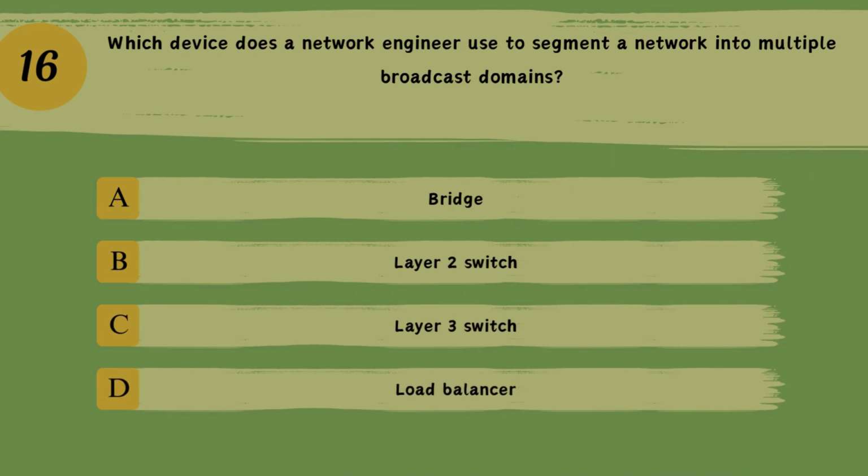Question 16. Which device does a network engineer use to segment a network into multiple broadcast domains? A. Bridge. B. Layer 2 switch. C. Layer 3 switch. D. Load balancer. Correct answer, C. Layer 3 switch.